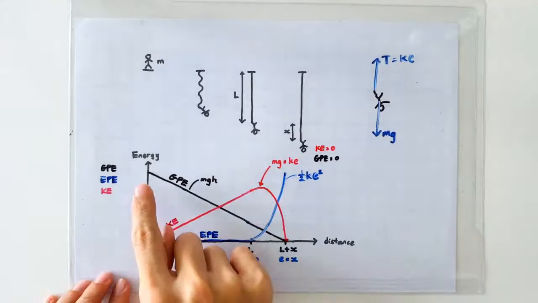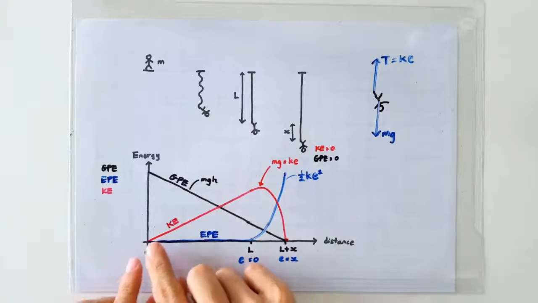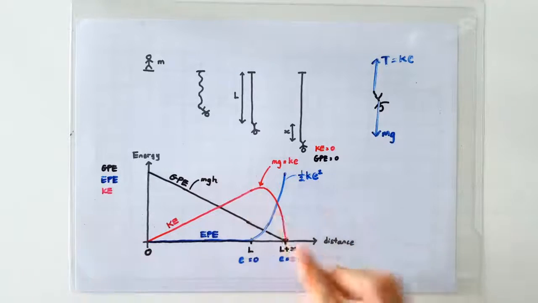Okay, so GPE is a straight line graph, EPE is a quadratic graph, and the KE is a straight line for the first part and a quadratic for the second part. Think it through yourself and see if it makes sense.